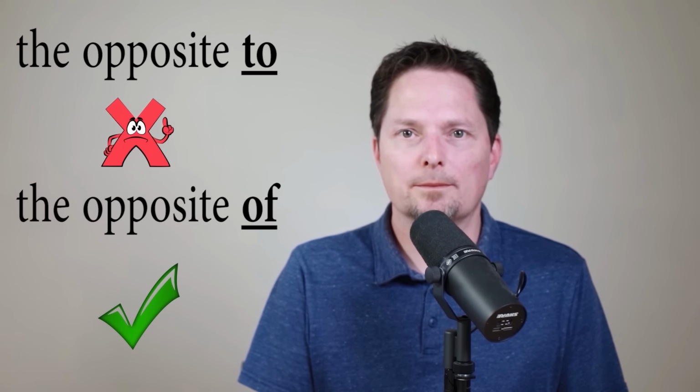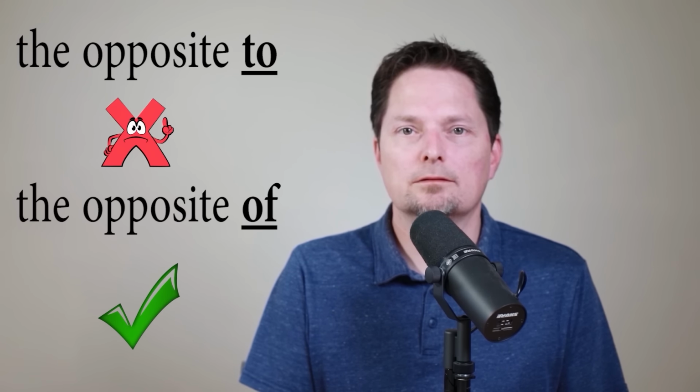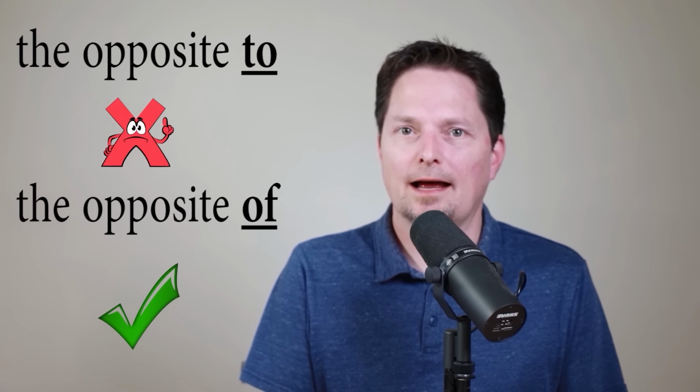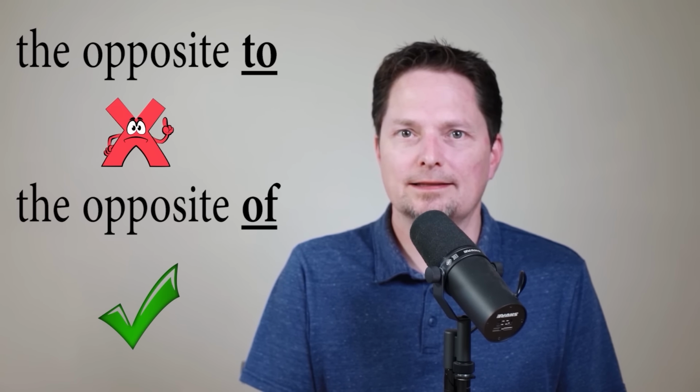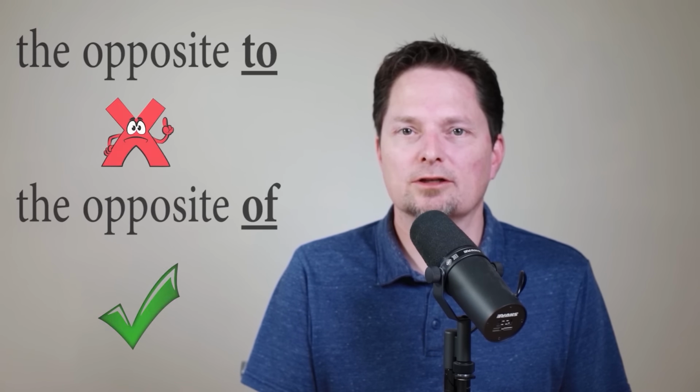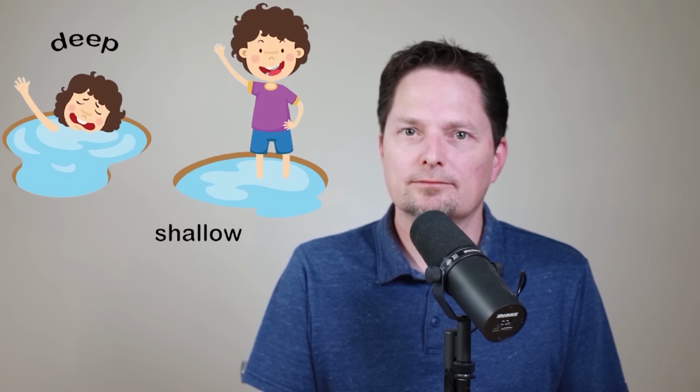When I use the word opposite and I talk about words or meanings, I have to use a different preposition. I use the preposition of, the opposite of. So it's correct to say the opposite action of this one. Remember, with opposite, use the preposition of when talking about meanings and ideas and words. Let's talk about opposites. What's the opposite of deep? The opposite of deep is shallow.